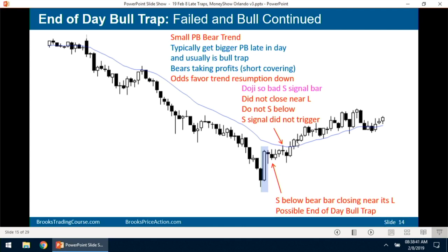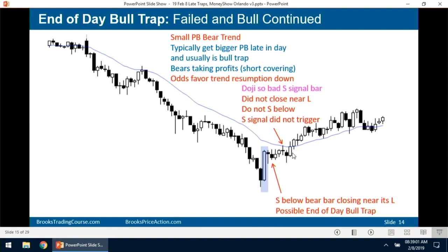Instead, we have 2 bull bars closing near their highs. This is a breakout. It could be a measuring gap. In fact, we did go for about a measured move up from here to that gap to up to here. Once I see these 2 consecutive bull bars, I'm thinking, this is not a bear trap. This is probably a breakout, and we're probably going up for a measured move.